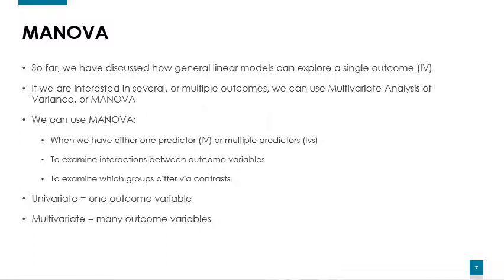Well, we can use this when we've got one predictor and multiple outcomes. Sorry, again, that's a typo. That should say multiple outcomes and DVs. We can use MANOVA to examine interactions between outcome variables, or we can use MANOVA to examine which groups differ via contrasts. So univariate general linear modelling is when we have one outcome variable. Multivariate general linear modelling is when we have many outcome variables.